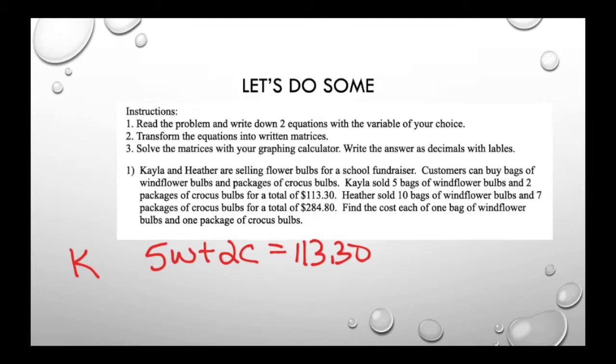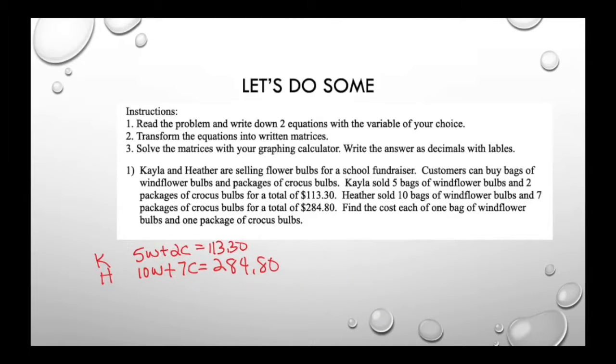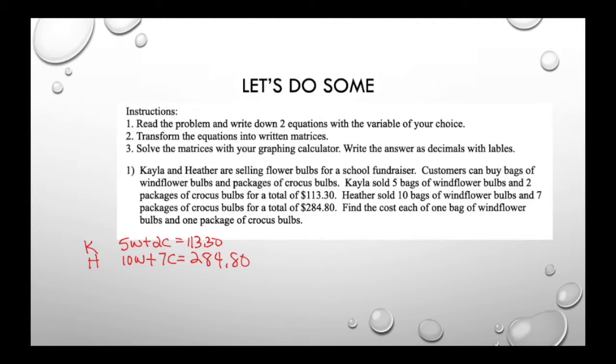I agree. You can see it on my screen here. All right. What about the Heather equation? Same one. So 10 what? 10W plus 7C equals 284.80. Since we've covered this part before, this is not new. We've done this before. Now the new stuff we've done also. We just didn't do it in conjunction with this, right?